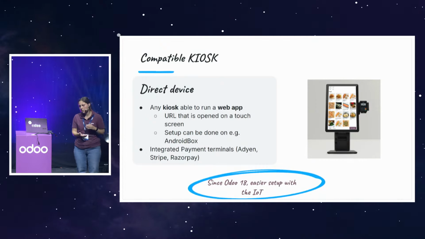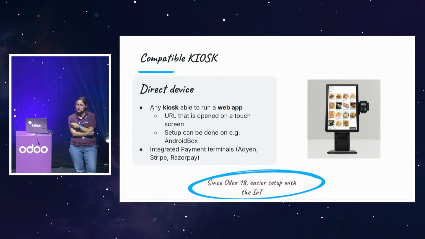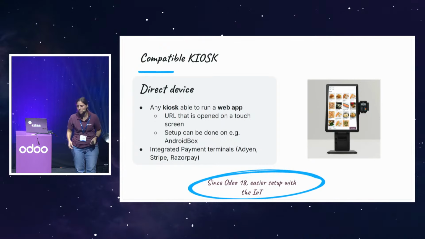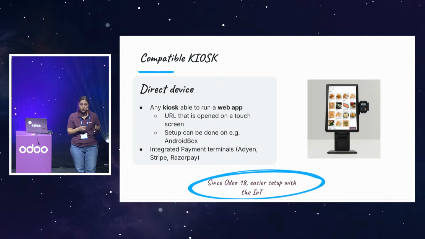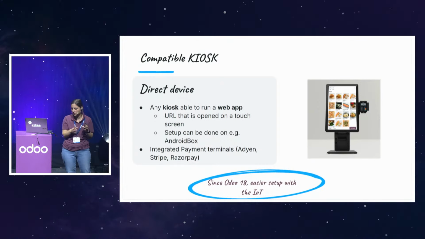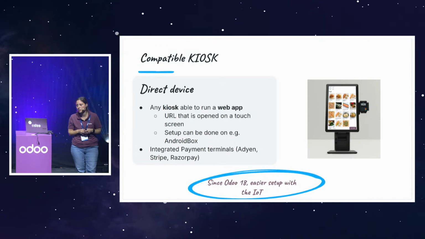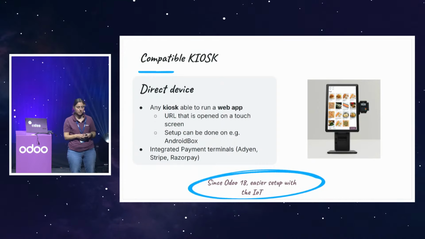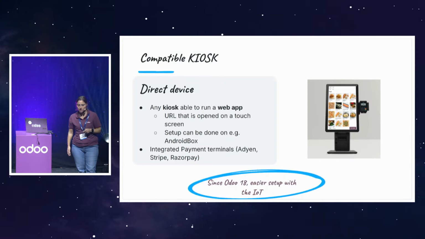Now, what you do need to know here is that you could do the setup, for instance, on an Android box. But here, if you want to connect terminals, you need to have integrated payment terminals. So either Adyen, Stripe, or Raspberry Pi, but we only support today these integrations. So since Odoo 18, what's really nice is that you can actually set up the kiosk way easier with the IoT. So in this case, the IoT is going to just help you set up this much easier.